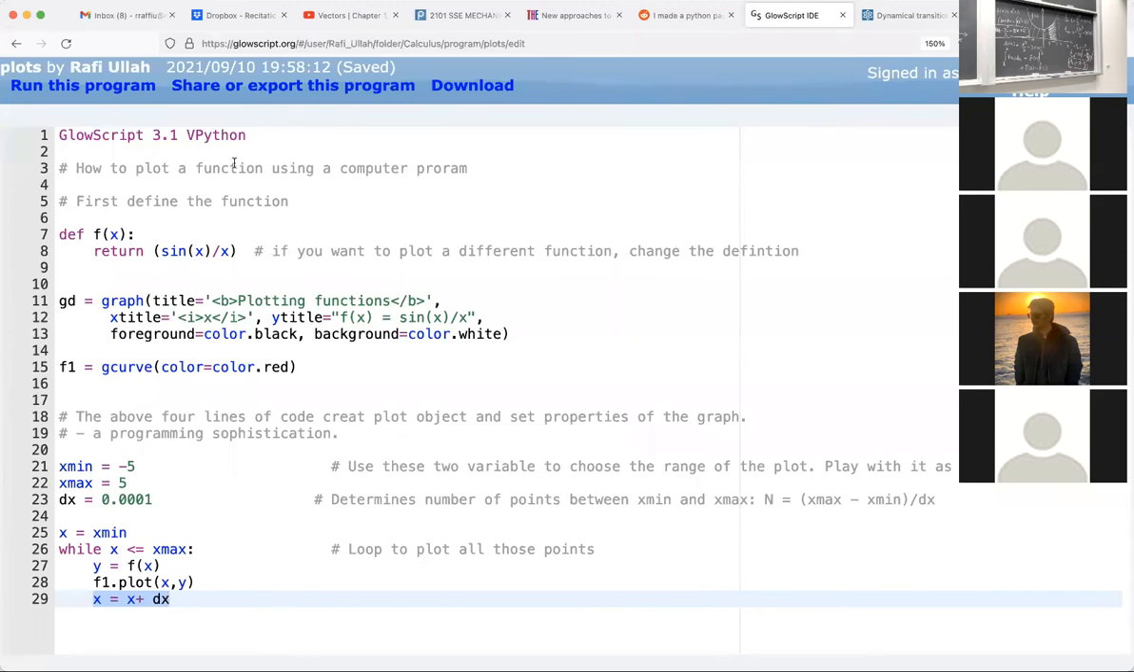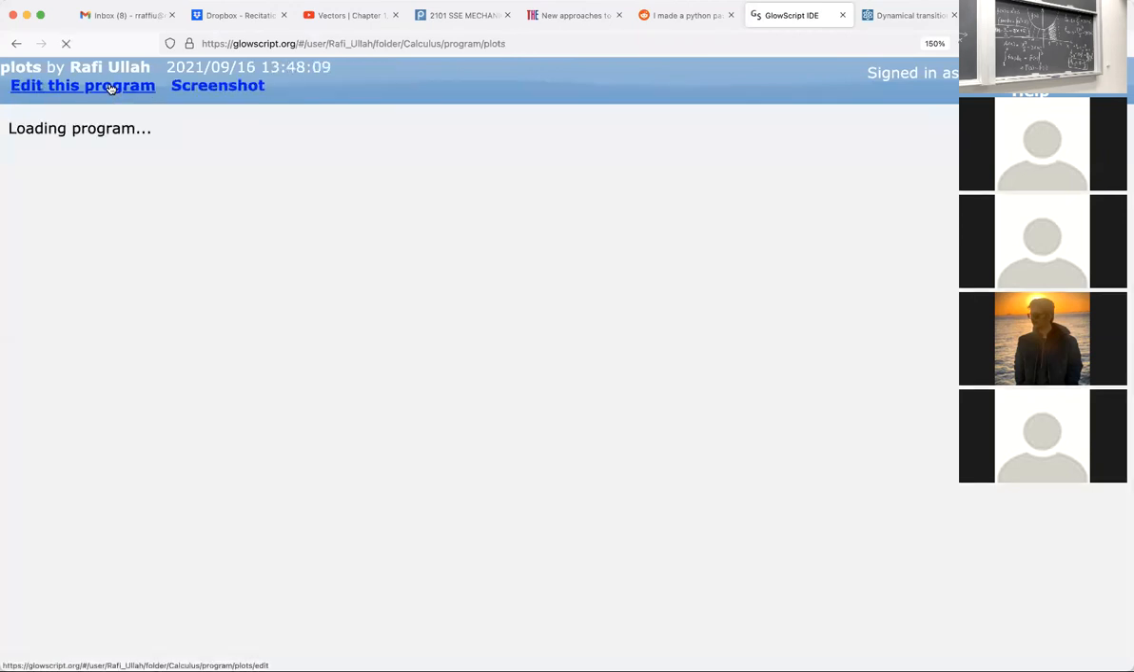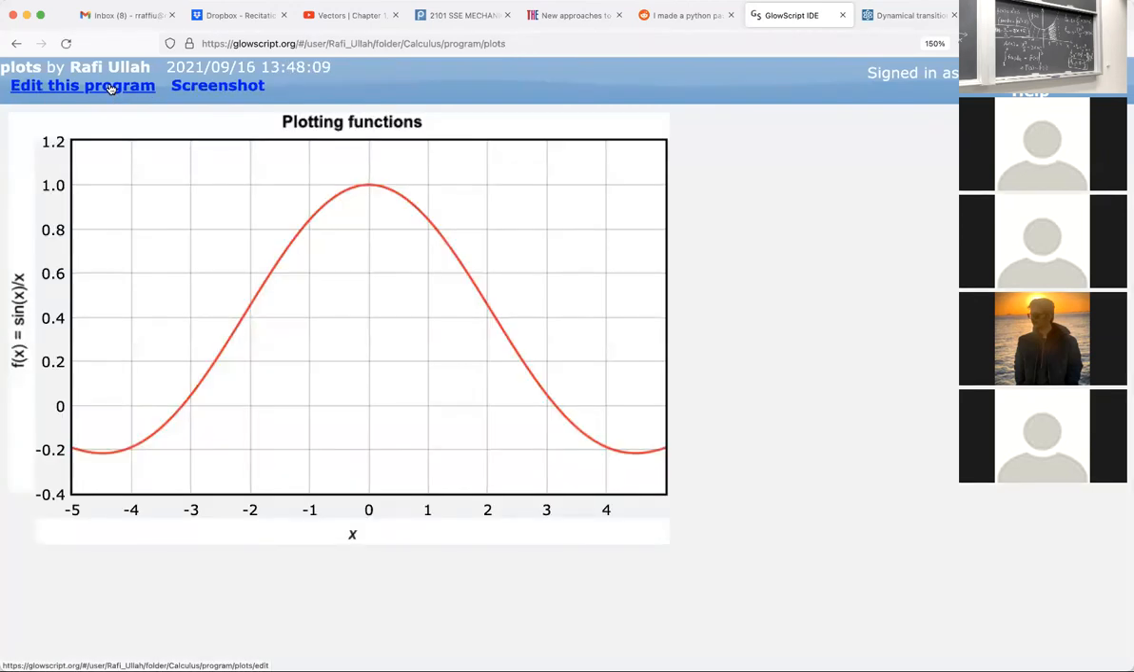Let's see if it does. So run this program. You wait a little while and lo, there you get the graph. Okay, this is how it looks. So the beautification part gives us this label here at the bottom, this label here at the y-axis, or this heading, plotting functions. It does nothing else. Okay, and then this is it.